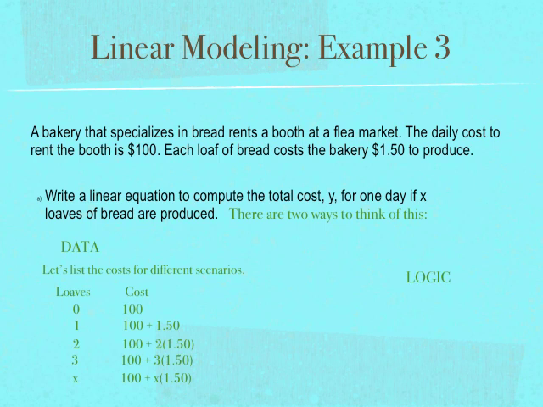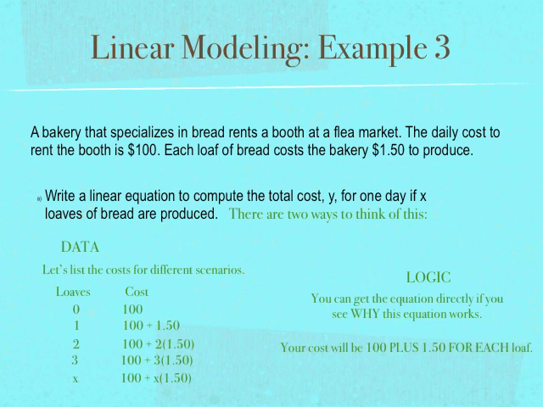Okay, the logic behind that, if we look at that, my cost is going to be $100 for the booth, and then it's $1.50 for each loaf of bread. That's how quickly my cost is increasing. So it's $100 for the booth plus $1.50 for each loaf of bread. So I take $1.50 times the number of loaves of bread, and I could just get the equation directly.